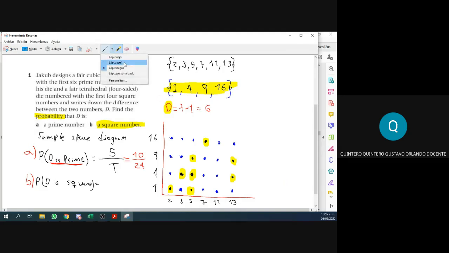The highlightings. So now we can answer the question here. What is the probability? Again, success over total. As usual, begin with the total. Total are 24 combinations, all the dots. And how many of those dots are the successful ones? Again, the ones that are square. So our highlightings, we have 1, 2, 3, 4, 5, 6, 7, and 9. What is the probability that the difference is a prime number? 10 over 24. A square number? 9 over 24.